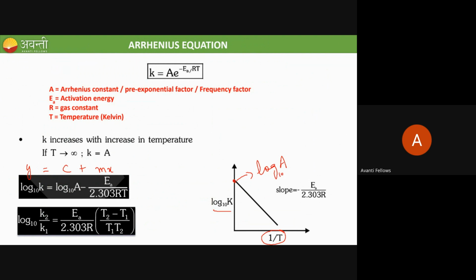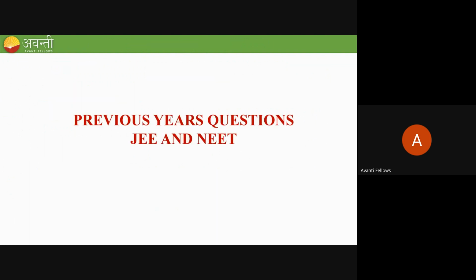Now based on all this theory part, let us try to solve some of the previous year's questions of JEE and NEET on this topic. So let's start from the first.